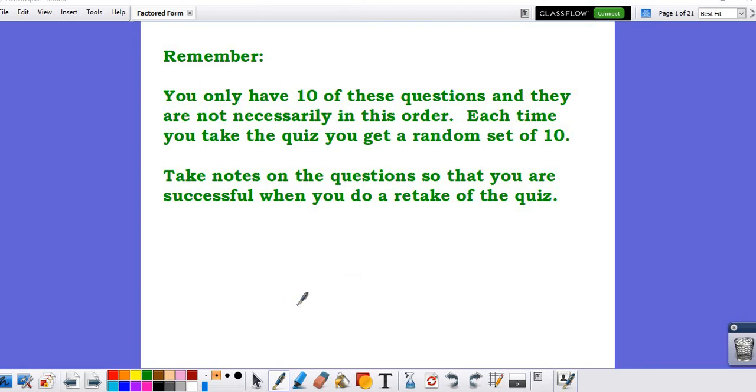All right, so we're going to go over the factored form quiz questions, and we're going to give you some hints to help you out with these. Remember that you're not going to see all of these questions, and that you're only going to get about 10 of them, and each time you take the quiz, you might get a different set of 10. So as you're going through this video, grab a sheet of paper and take down some notes to help you answer the questions, okay?